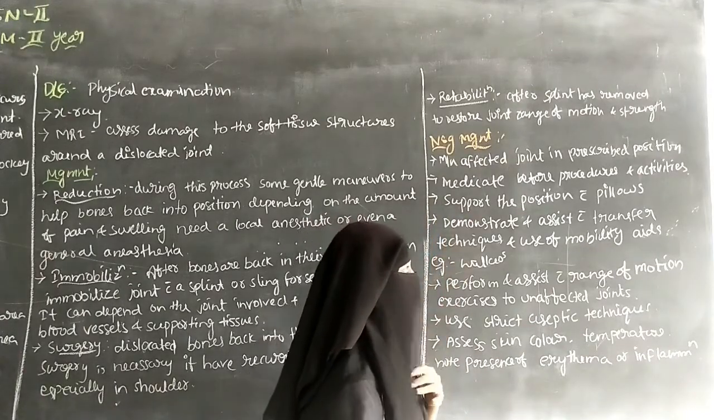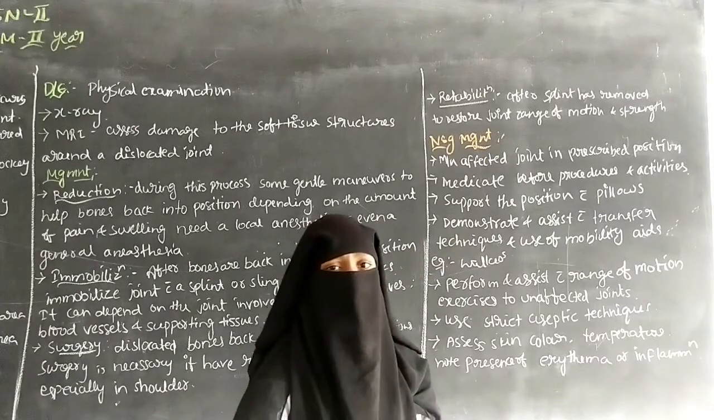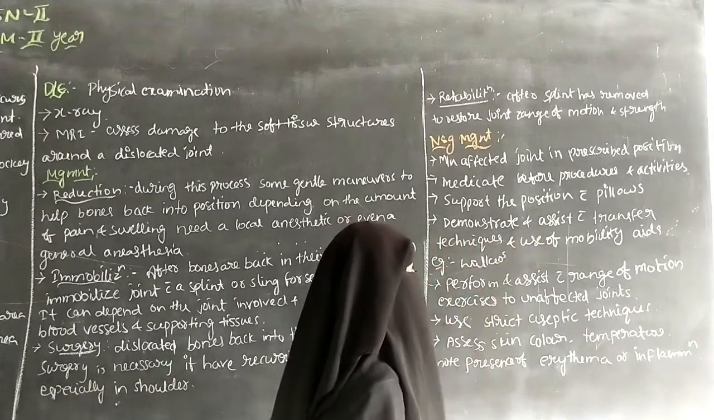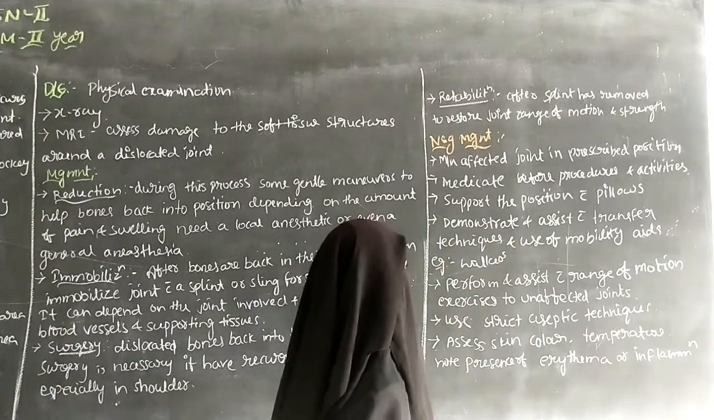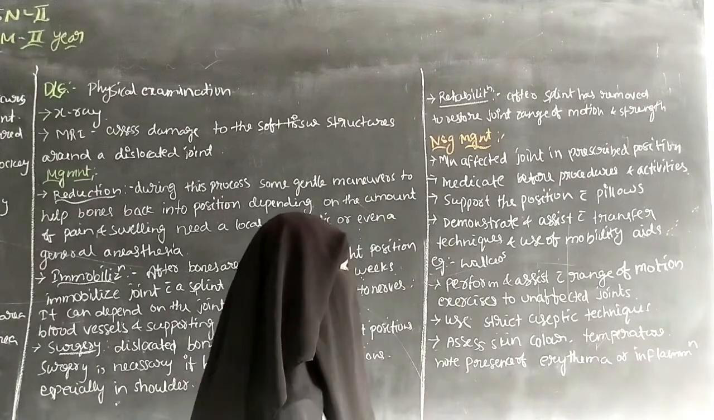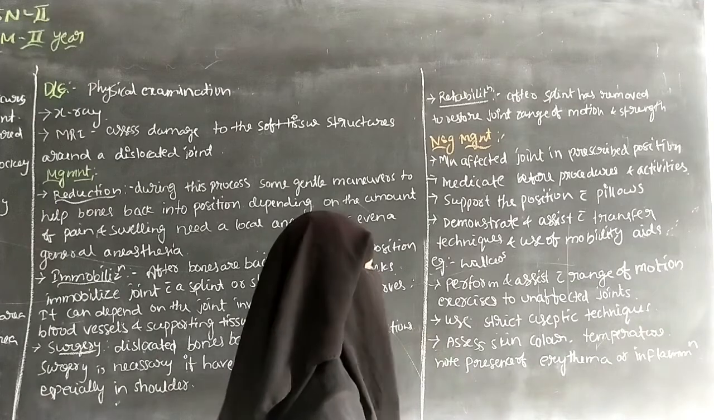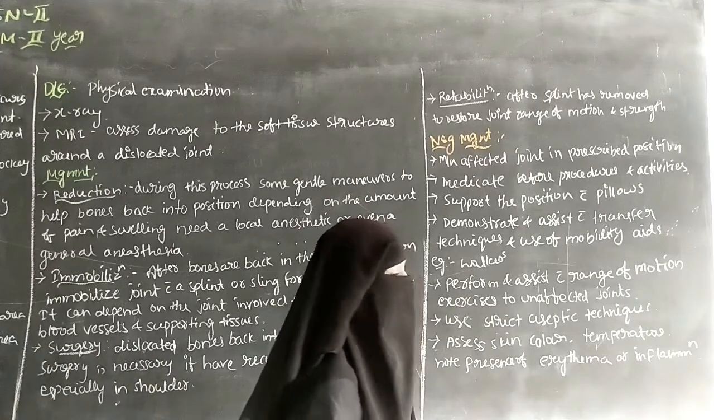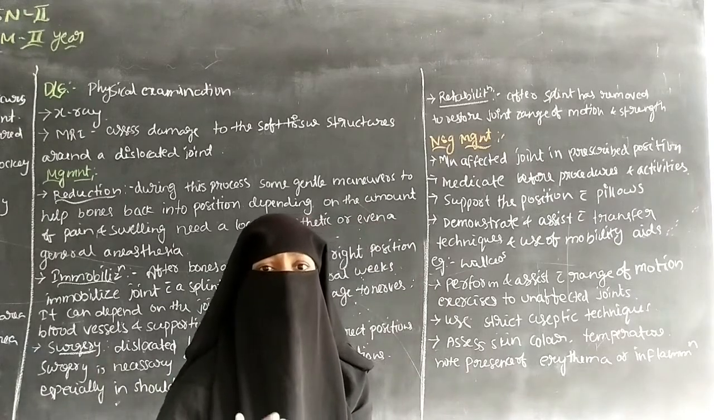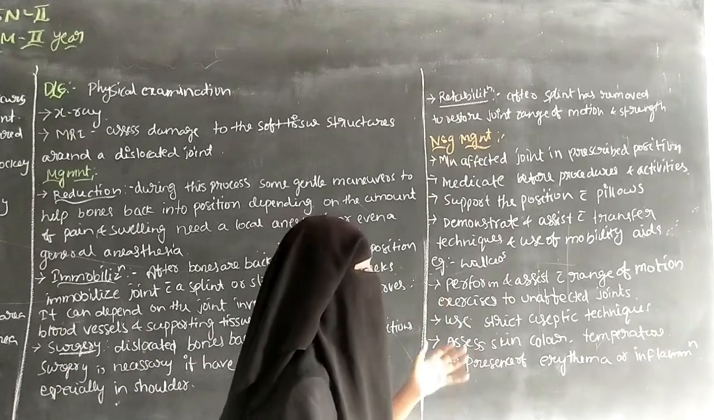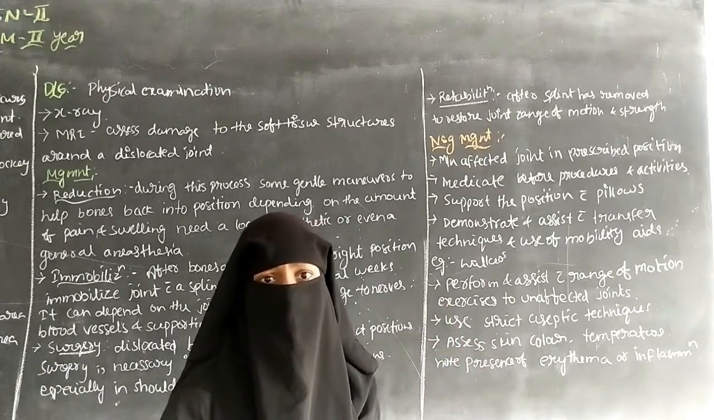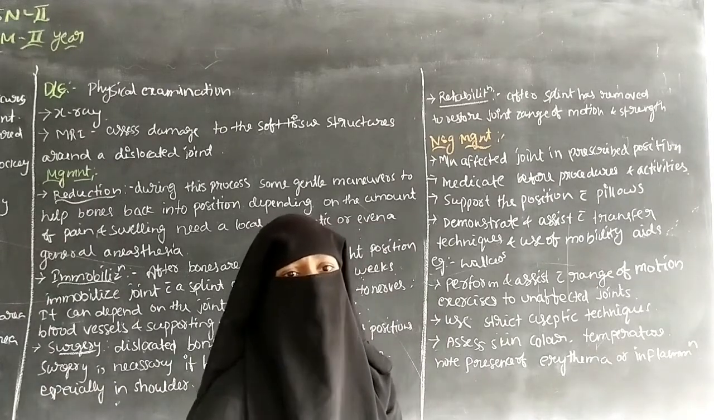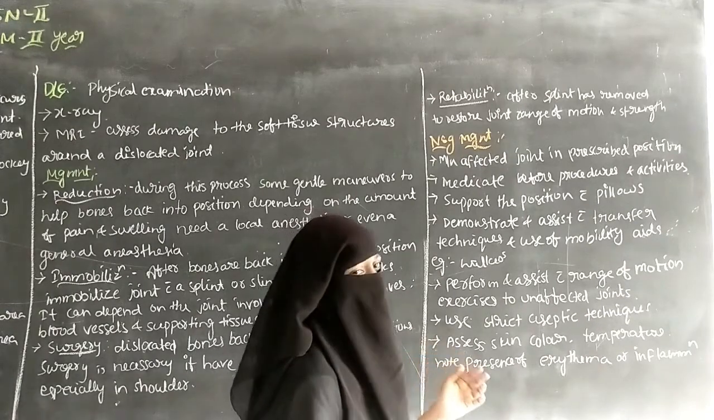Next one is support the position with pillows. So the position should be supported by pillows. And next one is demonstrate and assist with the transfer techniques and use of mobility aids. So the nurse has to first demonstrate and assist with the transfer techniques. How the patient should use mobility aids like walkers and wheelchairs, the nurse has to first demonstrate, and assist with the transfer techniques.